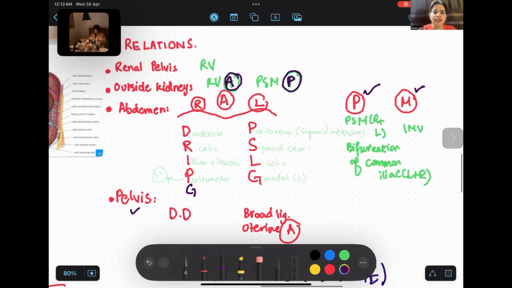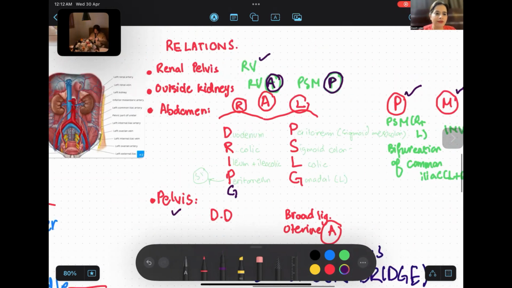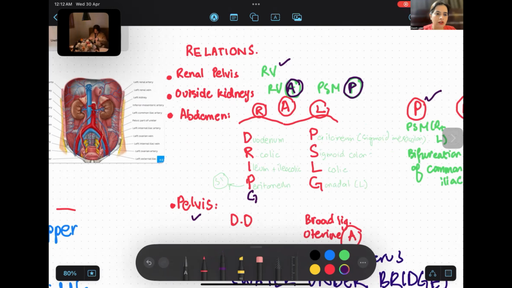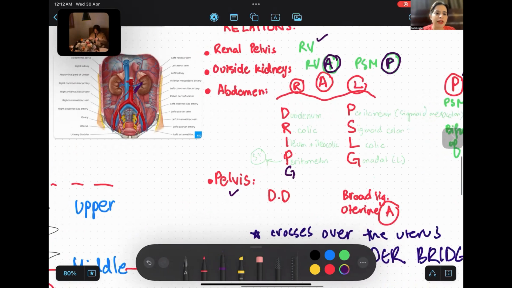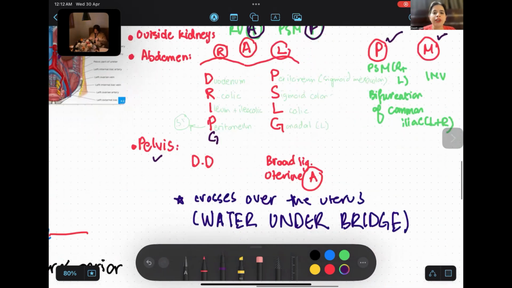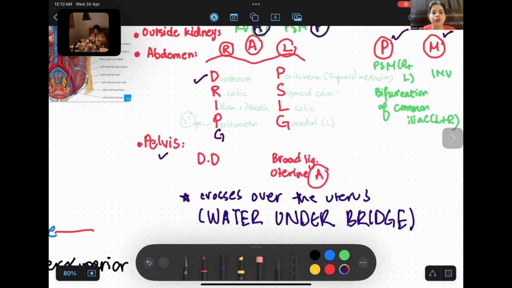Renal pelvis, you have your renal vessels. When you come out of the kidney, right here, you have renal vessels anteriorly, and posteriorly you have this big muscle, which is basically your psoas major muscle. In the abdomen, on the right side, you have your duodenum, your right colic artery, your ileum and ileocolic artery, and peritoneum of the small intestine, and also your gonadal arteries.